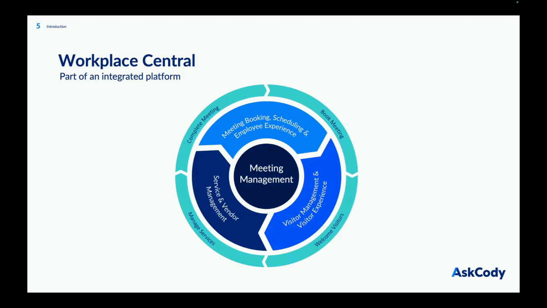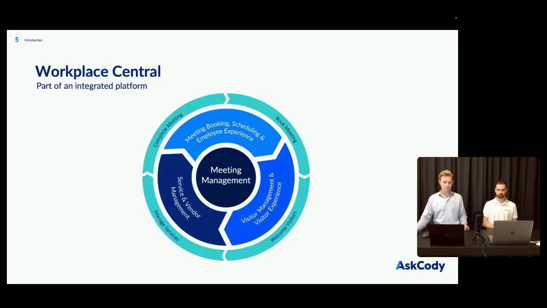The ultimate goal is to create a simplified, customizable and efficient meeting management process that caters to the dynamic needs of modern workplaces. So what we see here in this little chart is how we see the AskCody meeting management platform, which is made of different components. One of them is meeting booking, scheduling, and employee experience. So it's all about finding the right space to host your meetings, making sure it has all the equipment and is placed at the right location and it has the right capacity for your meeting.